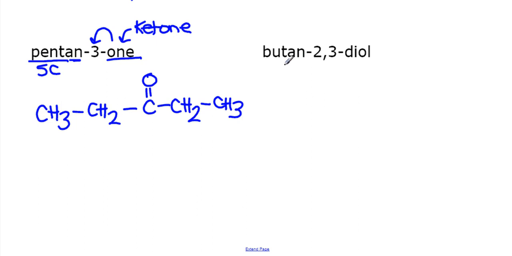Let's do our last example. But, 4 carbons, all single bonds. Then I see this ending, diol. Di still means 2. So what I really want to look at is the very end, OL. OL means alcohol. But I've got two alcohol groups, two hydroxyl groups, one at 2 and one at 3.